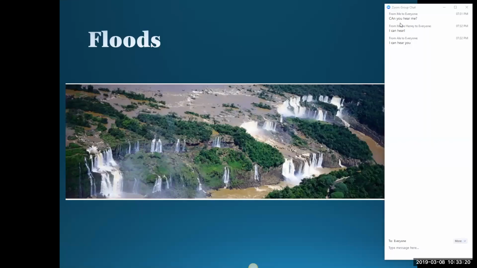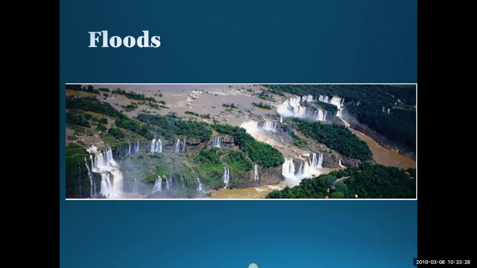In class, if you have any questions, use the chat box, or you can pipe in on your mic. And like I've done all semester, I've been working a ton on your exam prep, making sure that you guys are as prepared as possible to do well on your exam. So we're going to do floods today.